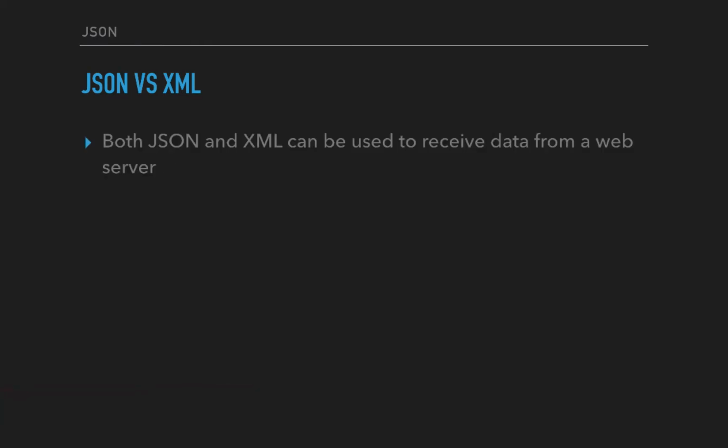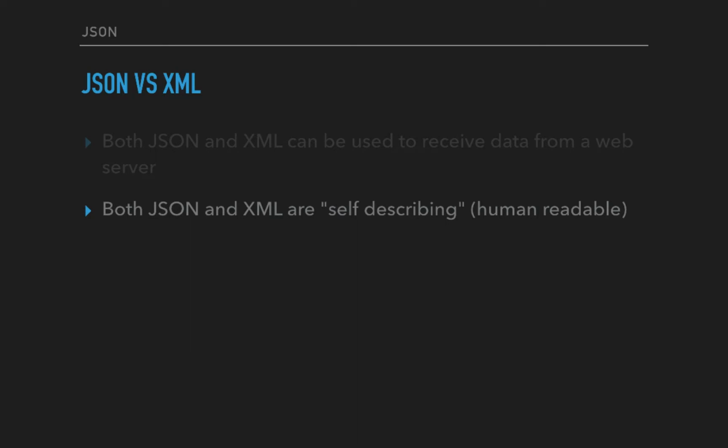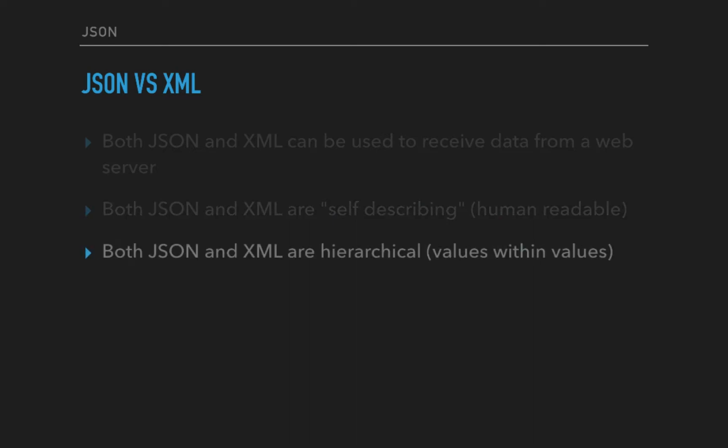Of course, both JSON and XML can be used to receive data, and that's the whole purpose, because you want to display your data on the web application or have an output for some API. Both JSON and XML are self-describing, which means human readable. If you have a JSON object, you can read the values as well as the key-value pairs. Similarly for XML, you have tags and you can easily read them. Both JSON and XML are hierarchical, with values within values.